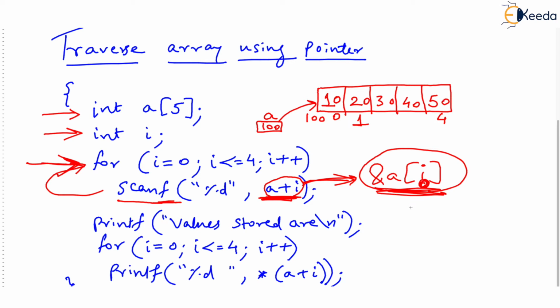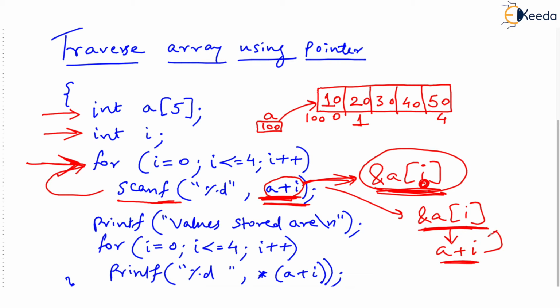Given a problem to scan an array, on any other day you will always write this A plus I as &A[I] in your program. At least I will write it like this. But the point is that when you write &A[I], ultimately the compiler converts this to A plus I, because this itself is the address of A[I].